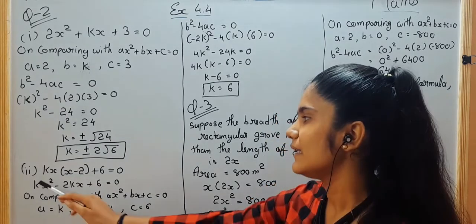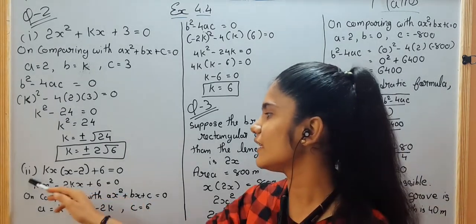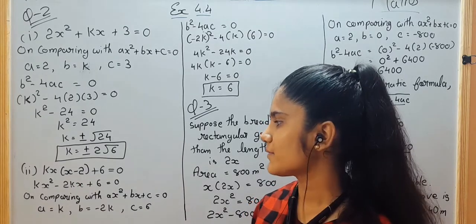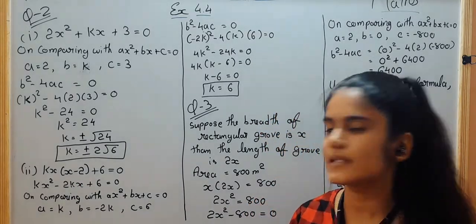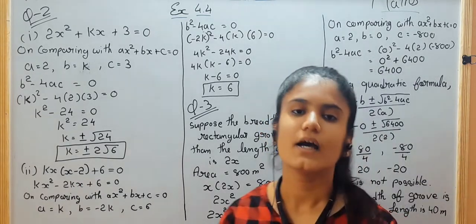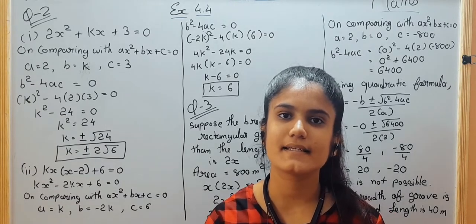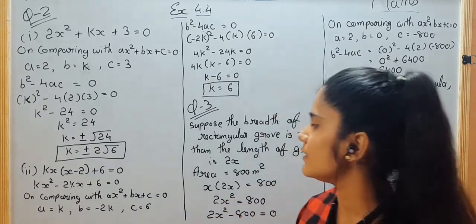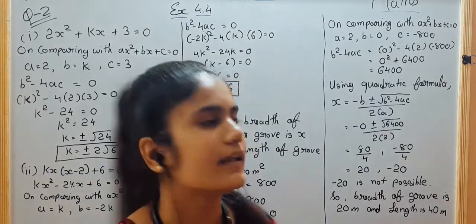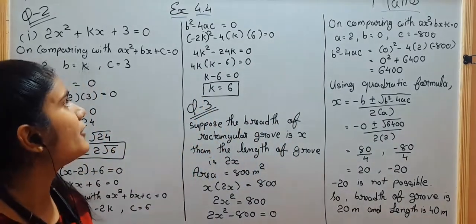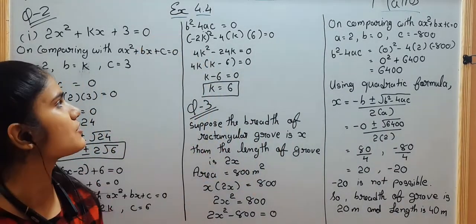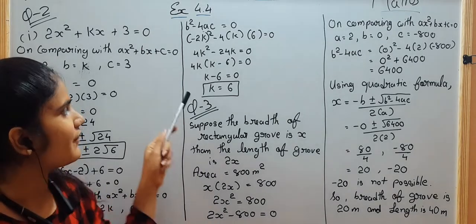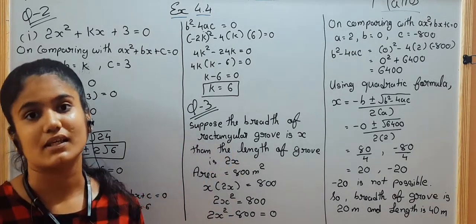given. We will multiply it and make it the quadratic form. Kx square minus 2kx plus 6 is equals to 0, and compare it with ax square plus bx plus c is equals to 0, and we will get the values of a, b and c. Now we will substitute this value in b square minus 4ac is equals to 0, and we get the value of k, which is equals to 6.